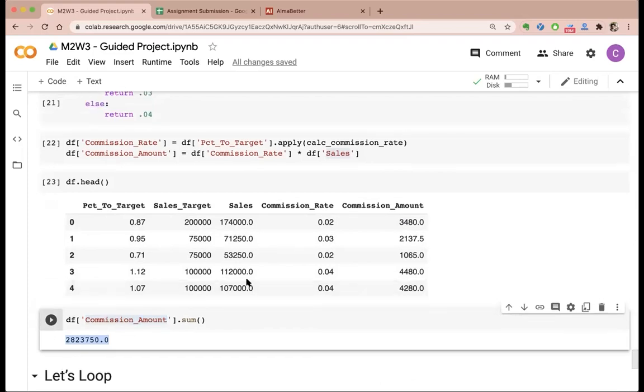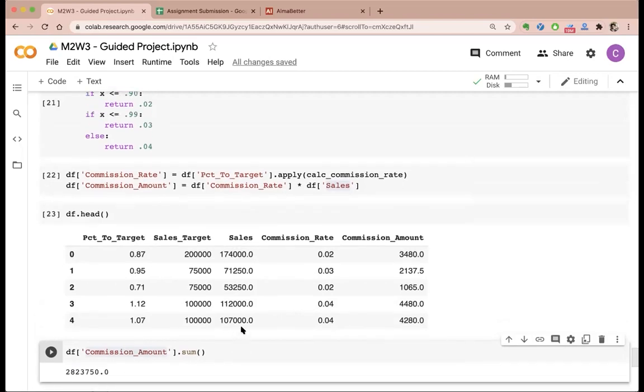Okay, so just complete till this part and write the commission amount that you are getting privately. I am getting around 2.8 million. Can everyone tell me how much commission amount you are getting by doing all this?